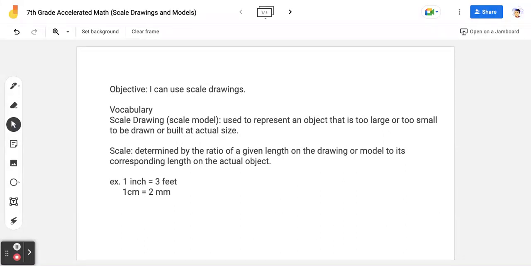What we're going to do is shrink it down to dimensions that will fit, let's say, a desk or a table, but we're going to make sure that all the walls, doors, windows, everything like that is drawn to scale. The scale is determined by the ratio of a given length on the drawing or model to its corresponding length on an object. A popular one is 1 inch equals 3 feet. If this is a room we're drawing, every 3 feet is represented by 1 inch, or 1 centimeter is equal to 2 millimeters. Just random examples that I'm giving you.